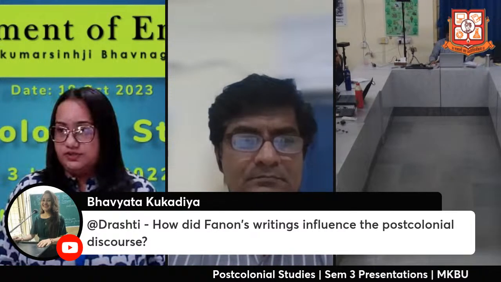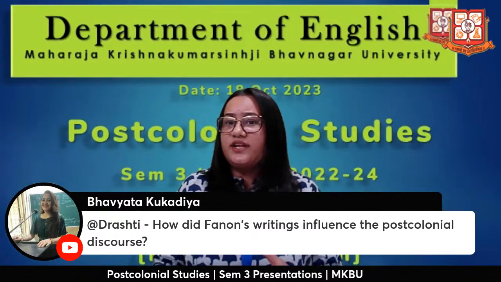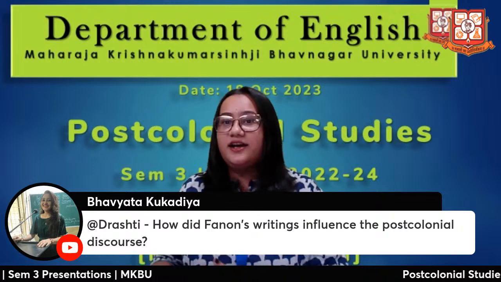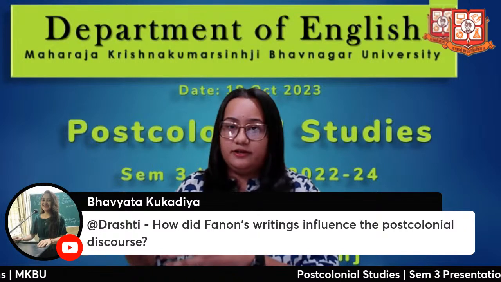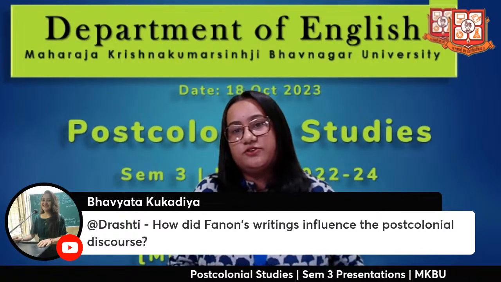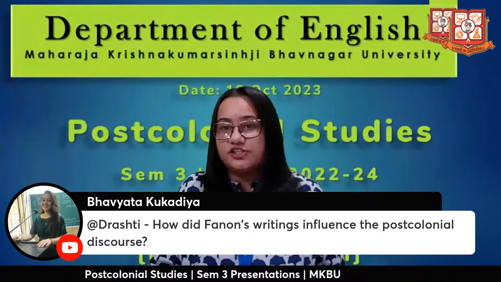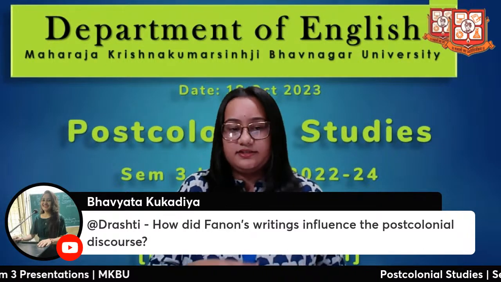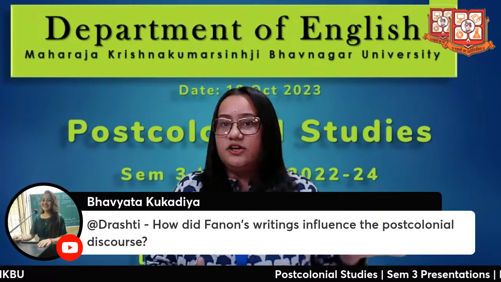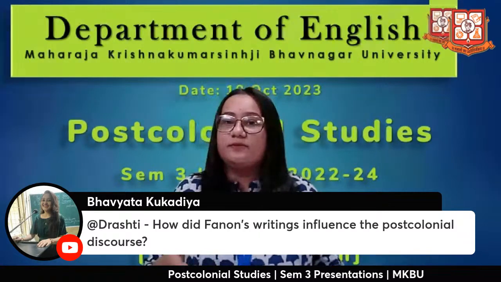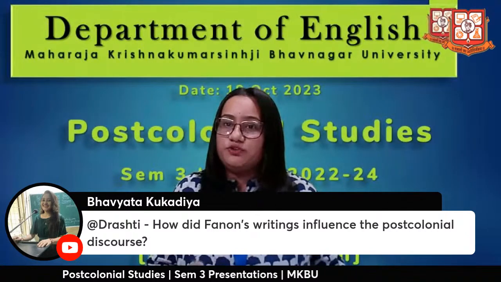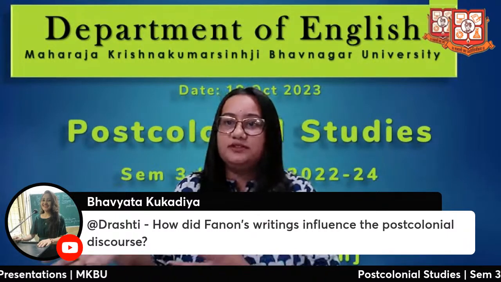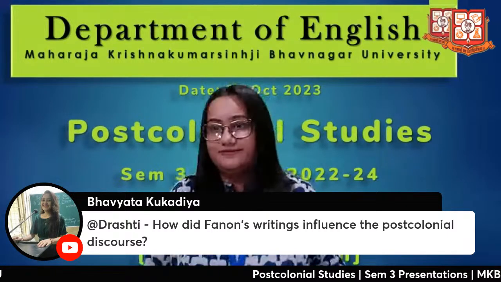to argue how colonizers were trying to colonize the people of Algeria, and mainly the black people, and also how colonizers were trying to impose their culture on the colonized people. That's why he wrote The Wretched of the Earth and also Black Skin, White Masks. In both of these works, he was arguing how white people were treating black people. Thank you.